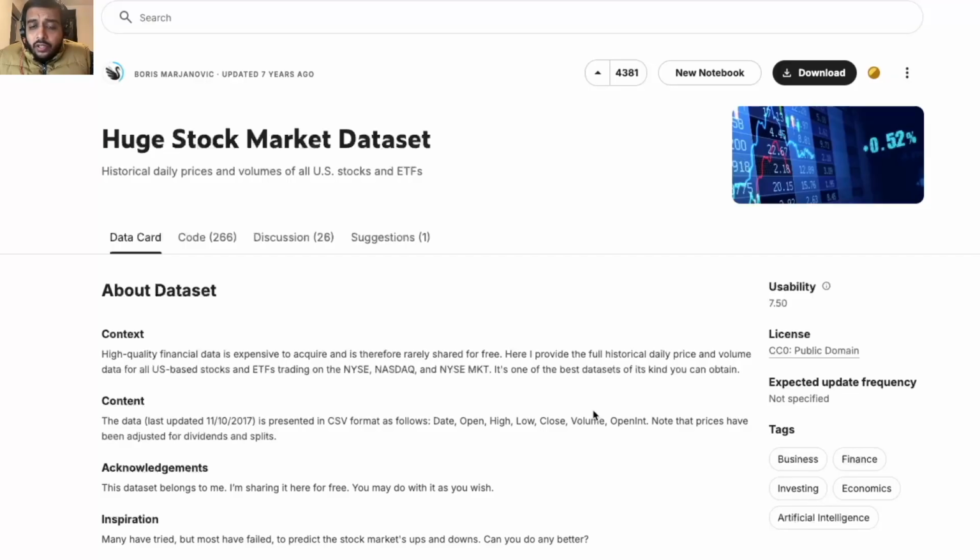So I was searching for a nice dataset, and then I came across this huge stock market dataset that is available on Kaggle, created by Boris Marjanovic. It's a pretty old dataset, from 7 years ago, and the data is comprehensive with open, high, low, close and volume, as well as open interest. And so this dataset is a good choice for our pair trading strategy. So let's go into my notebook.